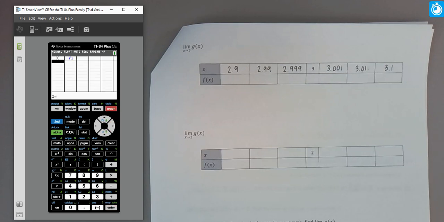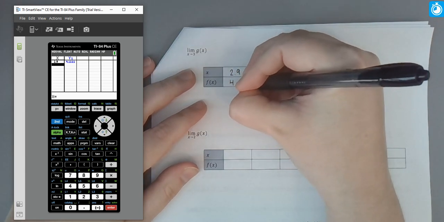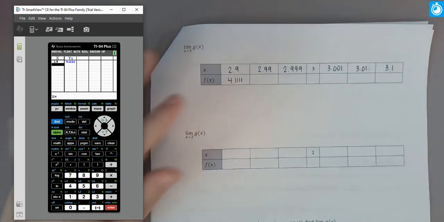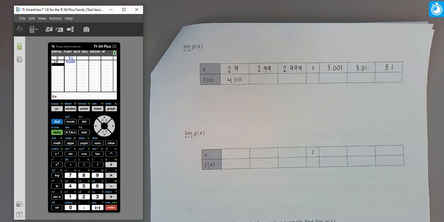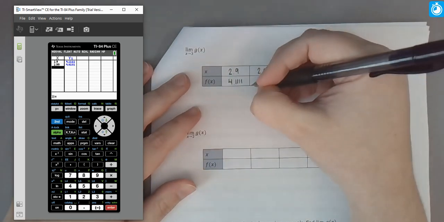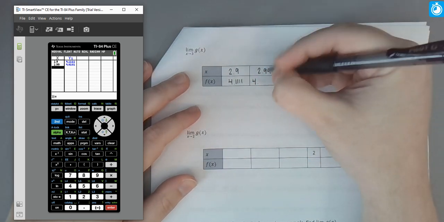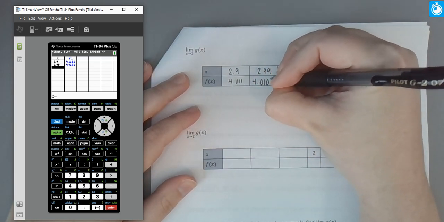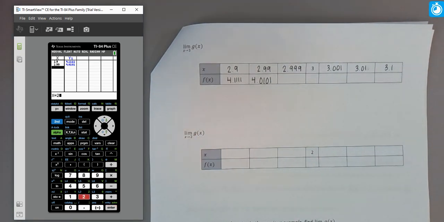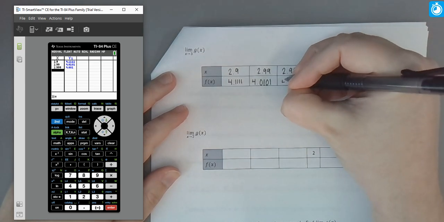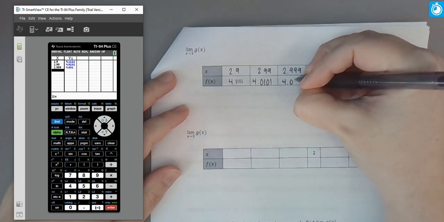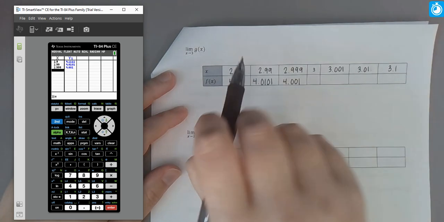Okay, so approaching 3 from both sides, so 2.9, let's see what happens there. Okay, our y value is 4.1111. Okay, a little bit closer. x is 2.99, so 4.0101. 2.999. Okay, 4.001. So what's the pattern?